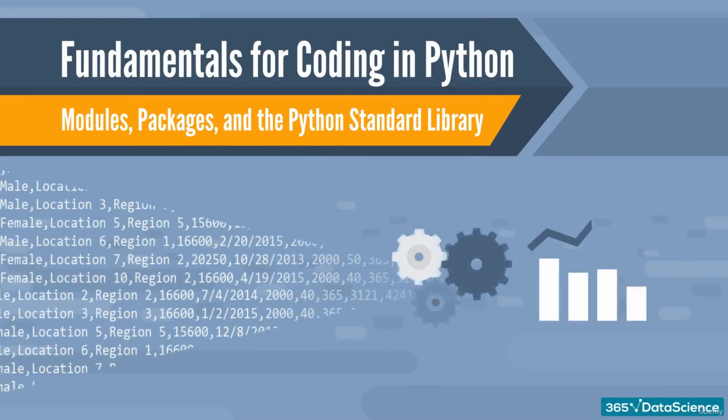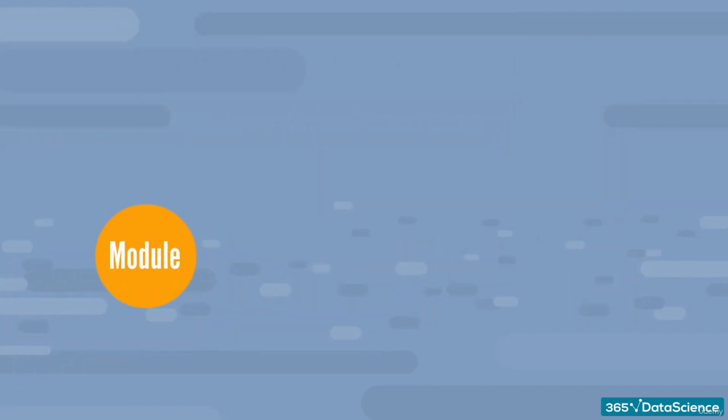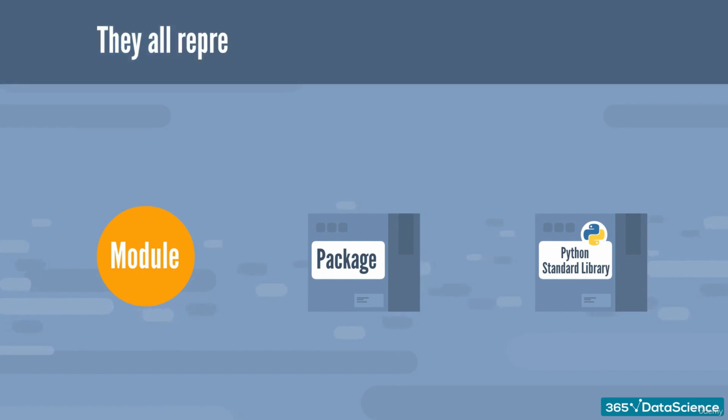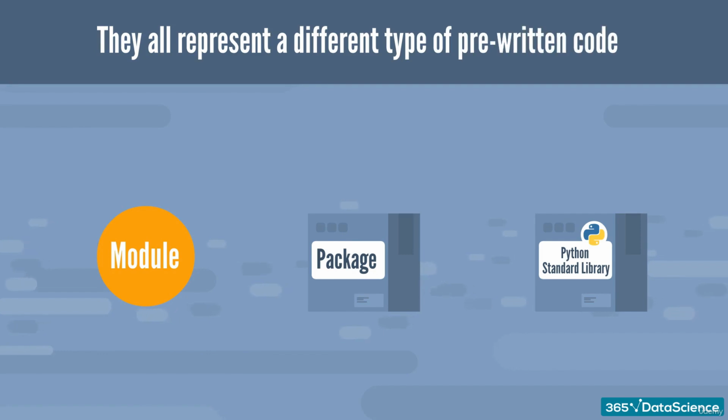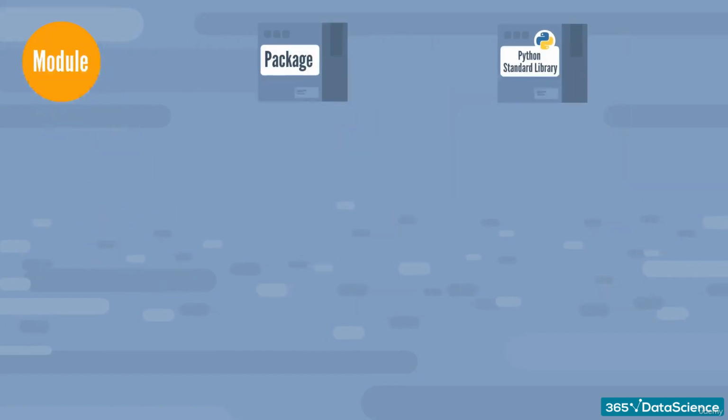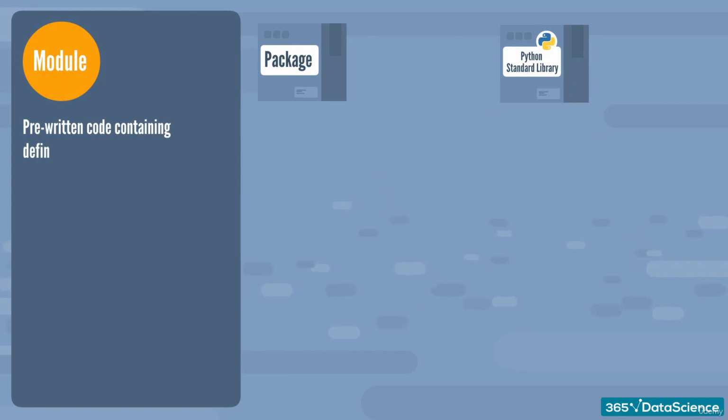Hi, and welcome back. In this lesson, we will learn about modules, packages, and the Python standard library. The common thing between the three terms is that they all represent a different type of pre-written code. The idea is to execute this code during your work to save an enormous amount of time while coding. A module is a pre-written code containing definitions of variables, functions, and classes.